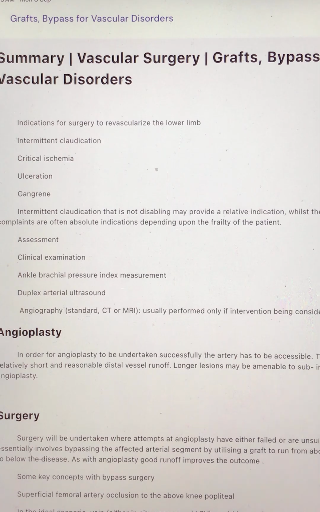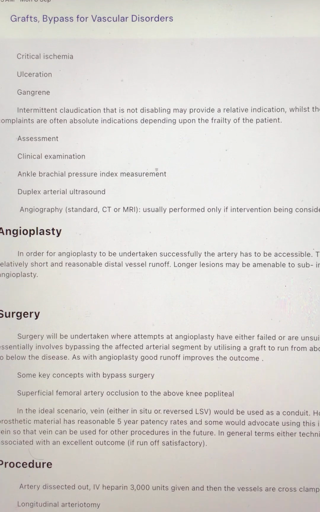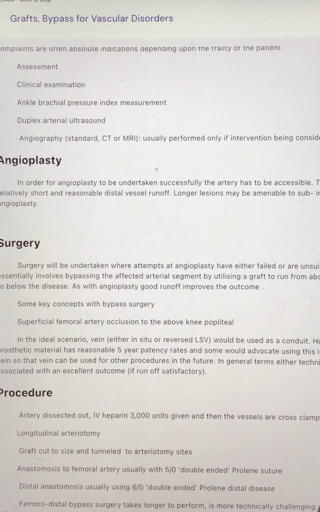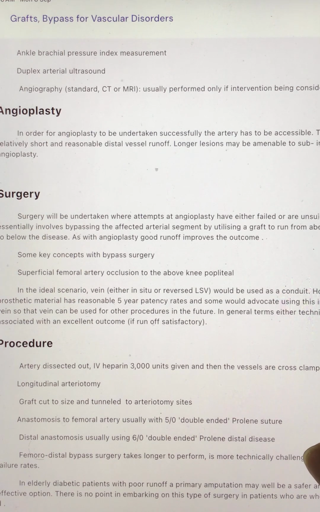Angioplasty: in order for angioplasty to be undertaken successfully, the artery has to be accessible, the lesion relatively short and with reasonable distal runoff. Long lesions may be amenable. Surgery will be undertaken when attempts at angioplasty have either failed or are unstable. Bypass essentially involves bypassing the affected arterial segment by utilizing a graft to run from above the disease to below the disease.